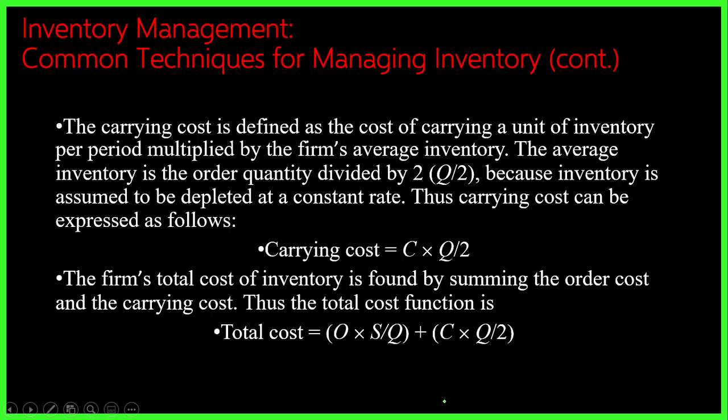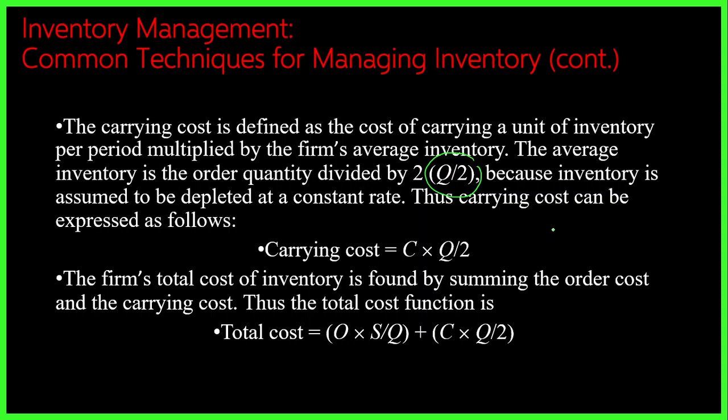Still under inventory management, the carrying cost is defined as the cost of carrying a unit of inventory per period multiplied by the firm's average inventory. Okay, the average inventory is the order quantity divided by 2. So this is your average inventory. Order quantity, divide that by 2. This is in the absence of beginning inventory or your safety stock.